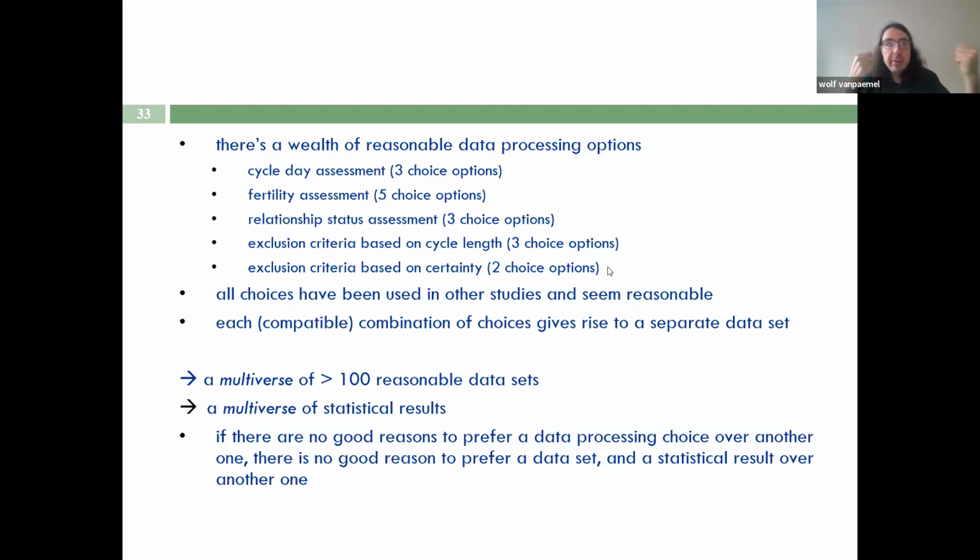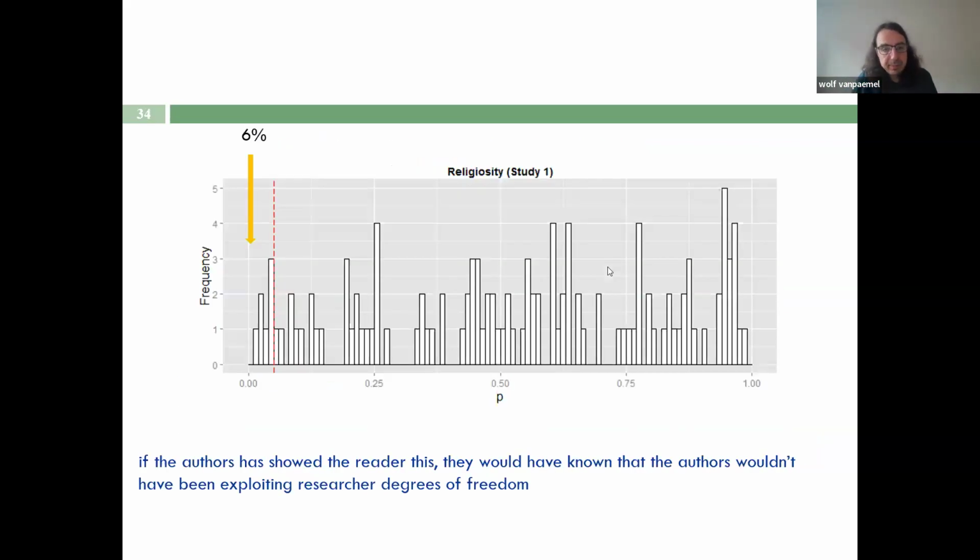So we have this multiverse of data, this multiverse of results. And if there are no good reasons to prefer one choice over the other, we also have no good reason to prefer one data set over the other. So we also have no good reason to prefer one result over the other. And the only thing we have is only one result. But what does it mean if you know there are more than 99 other results lying underneath and hidden as well? I don't think it means that much.